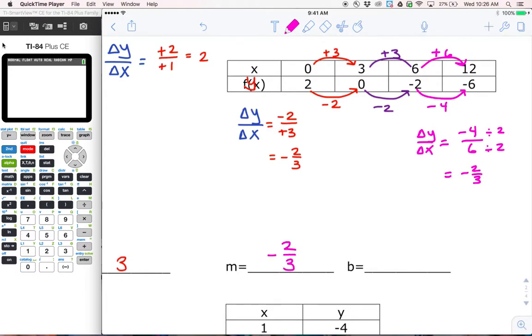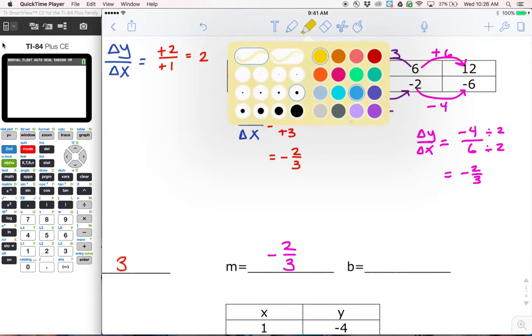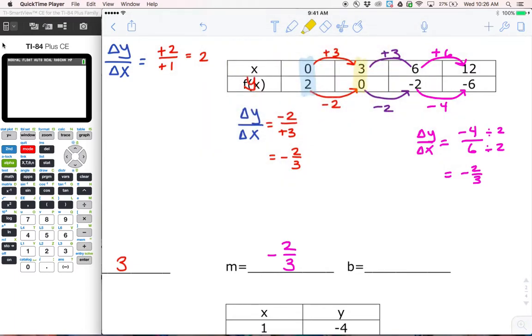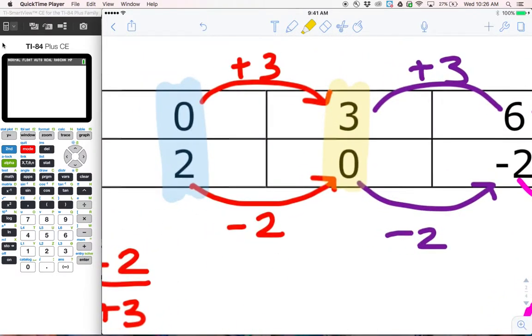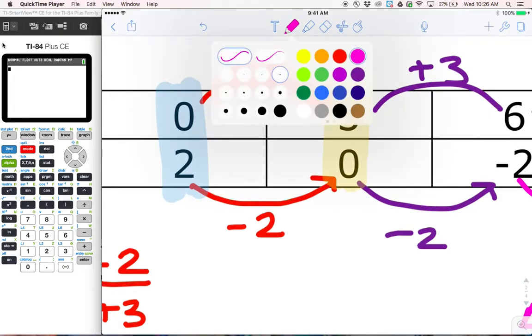Now, what is my y-intercept? You hopefully will notice that I've got (0, 2), but I also have (3, 0), and we get confused sometimes when we have multiple zeros in a table like this. If this ever happens to you, take 2 seconds and draw a really quick, easy graph.